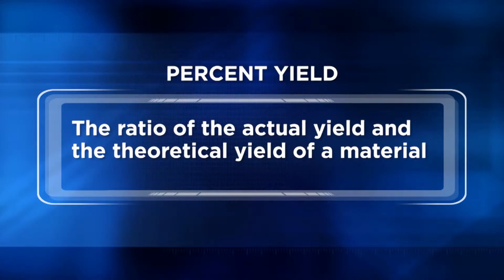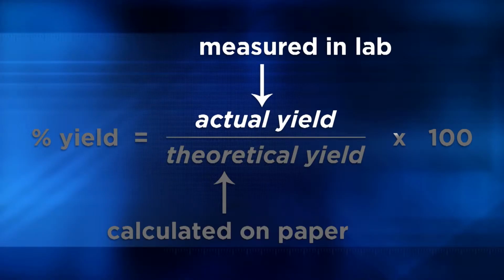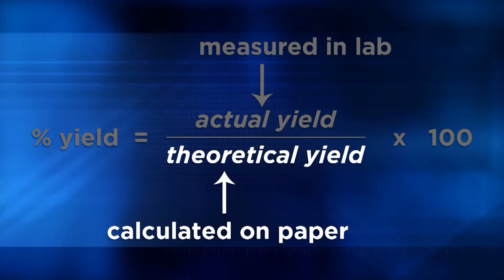This actually occurs more frequently than you might expect. And chemists are always trying to evaluate their lab technique so that they can run experiments that are more accurate and precise. To that end, one of the most effective ways that a chemist can analyze their recovery data is with a calculation known as percent yield. Percent yield is the ratio of the actual yield and the theoretical yield of a material. Percent yield is a measure of the reaction's efficiency. It's determined by comparing the amount of product that's actually recovered in a lab when the experiment is run, known as the actual yield, to the theoretical yield, which is calculated using stoichiometry.